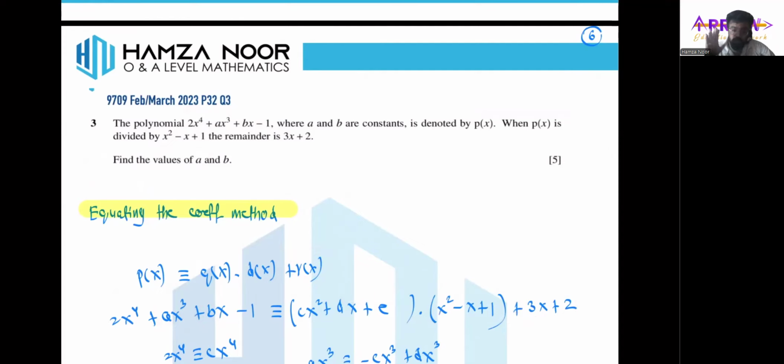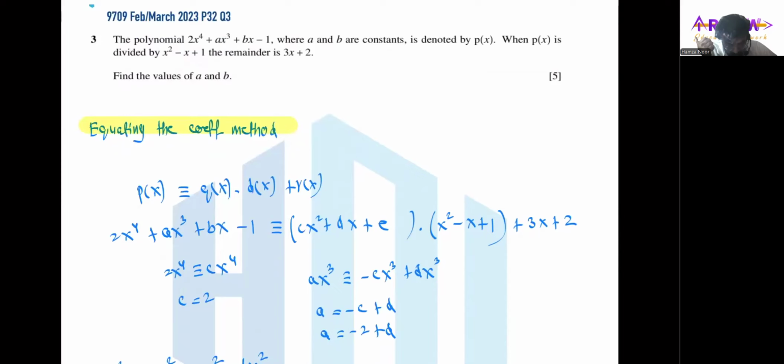Now what you need to do, you don't need to expand this completely. You just need to compare the terms one by one. One by one, you just need to make a comparison of the terms.